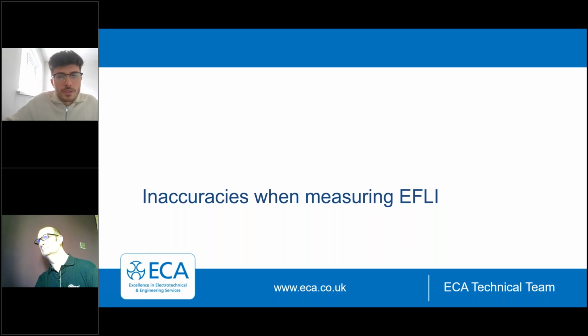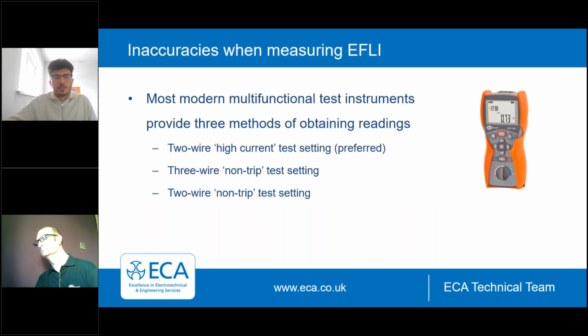Okay, so next we're going to look at the inaccuracies that occur when we measure Earth fault loop impedance and some things that we would like to consider. So before drilling down and looking in particular at accuracies, it's worth pointing out the general methods that are available for obtaining Earth fault loop impedance readings. So there's generally three methods, and they are listed on screen in order of preference.